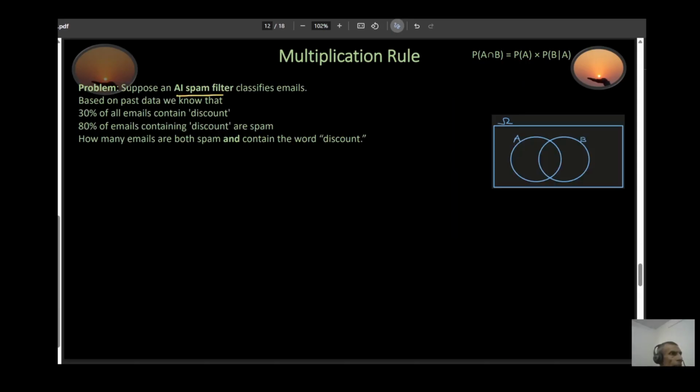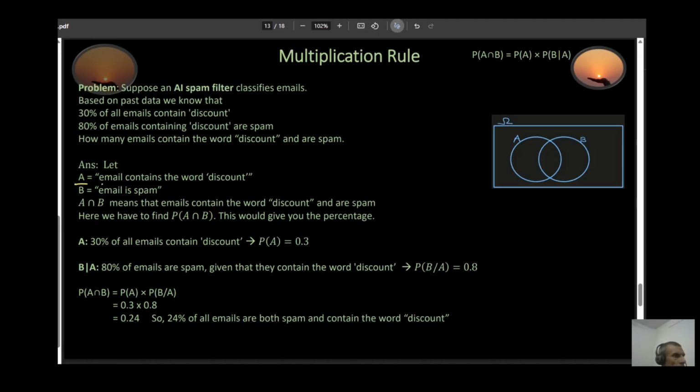Suppose an AI spam filter classifies email. Based on past data, we know that 30% of all emails contain the word discount in it. 80% of the emails that contain the word discount are actually spam. How many emails are both spam and contain the word discount? Let A be the event that the email contains the word discount, and let B be the event that the email is spam. So A intersection B means that the emails contain the word discount and are spam.